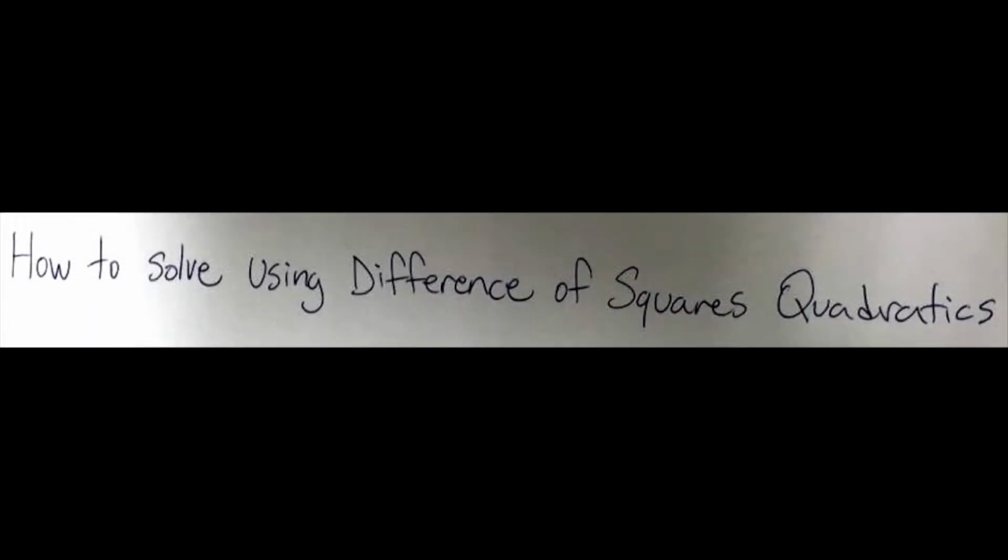Now I will show you how to solve a problem using difference of squares quadratics. The problem we will solve is 18x squared minus 2. First you find a number that both can be divided by. In this case it would be 2, so 2 parentheses 9x squared minus 1 end parentheses.